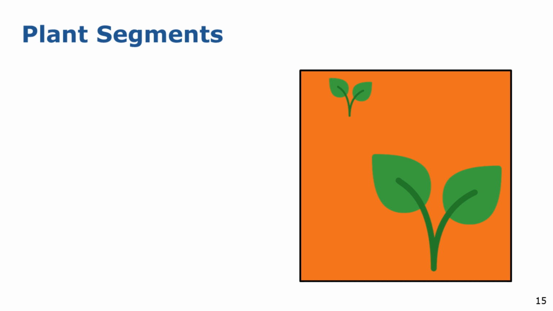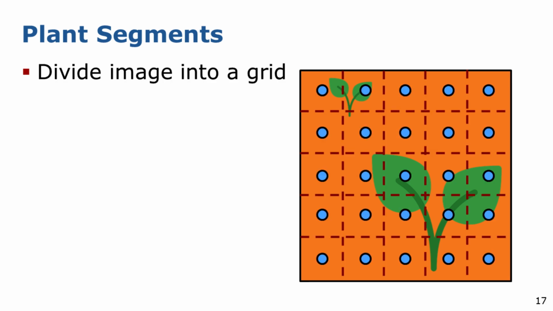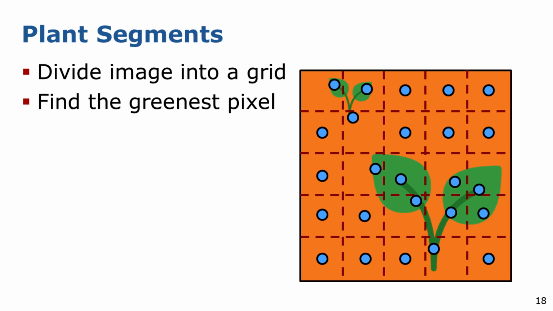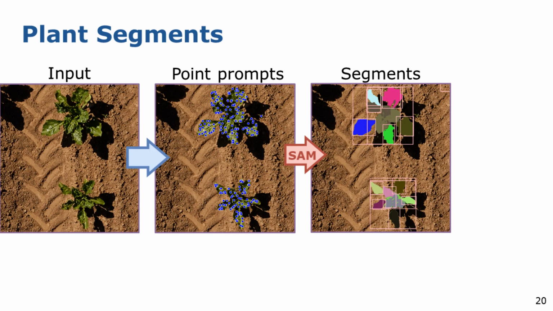We first start with our input image. Here is a dummy example. And we then divide this input image up into a grid. In each grid, we assign a prompt. With the normal SAM, the point prompts are set to be at the center of the grid. But since we are interested in the plant segments and not the soil, we instead set the prompts to the greenest pixel in each grid using the excess green index. To get the final prompts, we set a threshold for each prompt and remove any prompt that sits on a non-green pixel. From SAM, we will then obtain all of the vegetation segments in the picture.